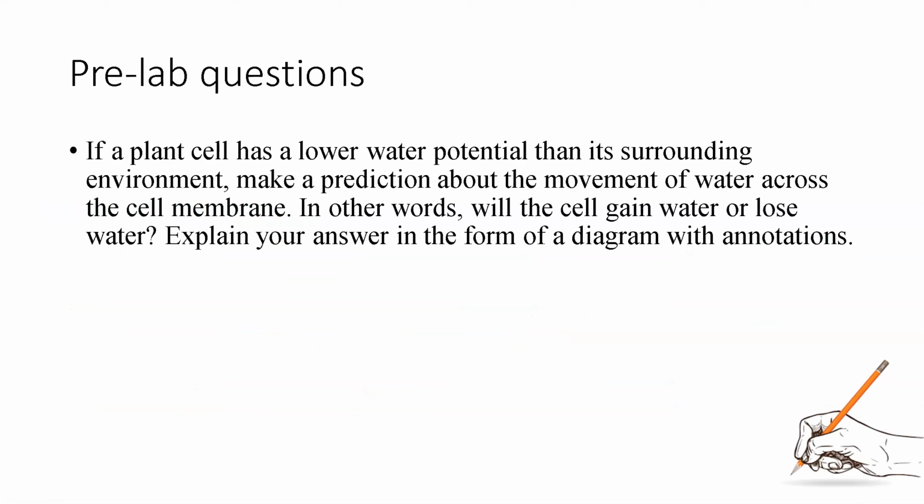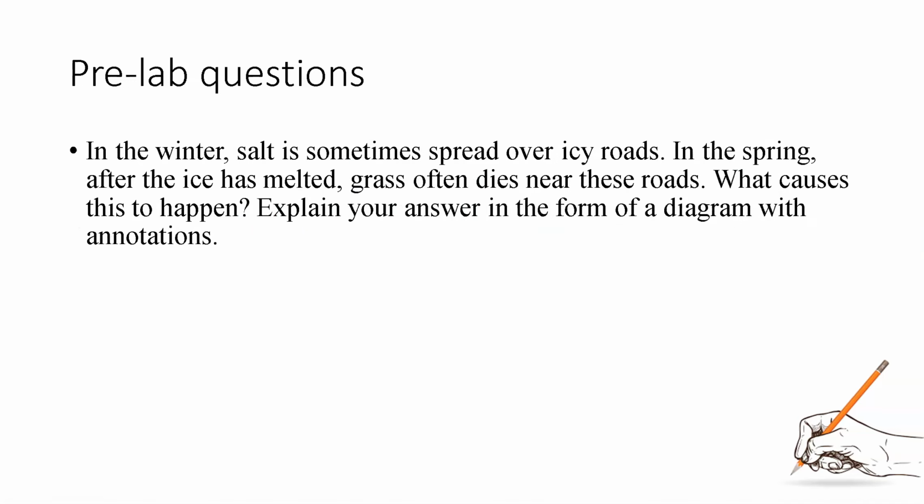So, pre-lab questions. This will be a drawing. If a plant cell has lower water potential than its surrounding environment, make a prediction about the movement of water across the cell membrane. In other words, will a cell gain water or lose water? Explain your answer in the form of a diagram, so draw it with notation. You can label it, draw arrows. What is happening in the drawing?